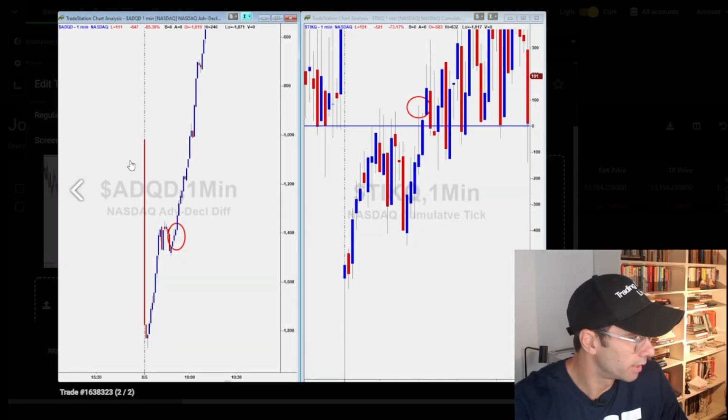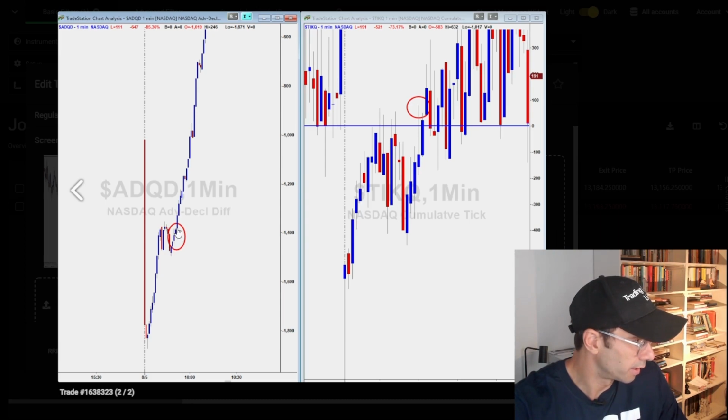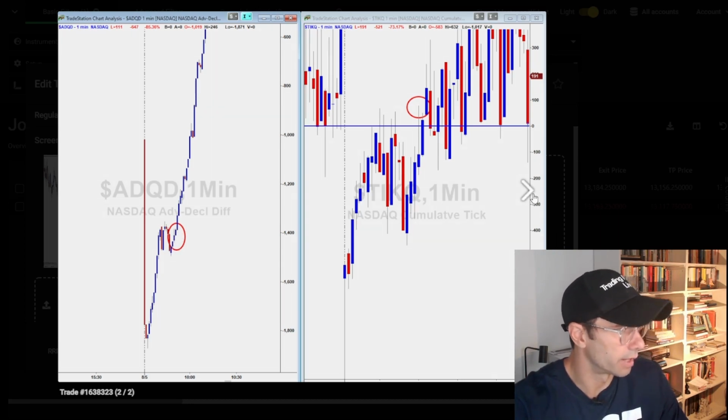The internals, they did not look bad. Actually, the internals opened up very negative. It came back up, it came back down. Then this retracement, I was expecting a further drop here, but unfortunately it just turned around.